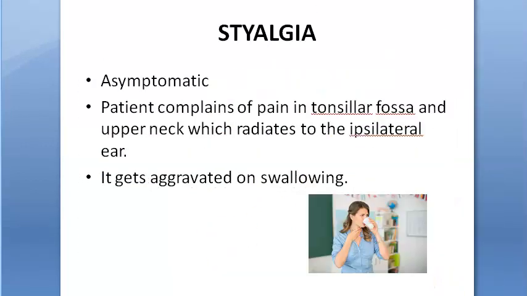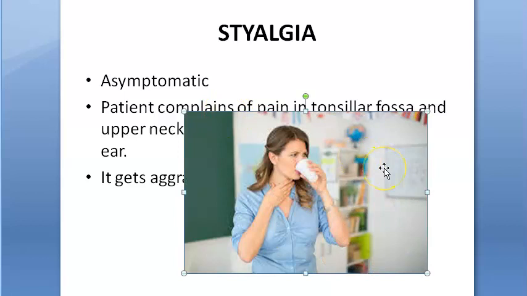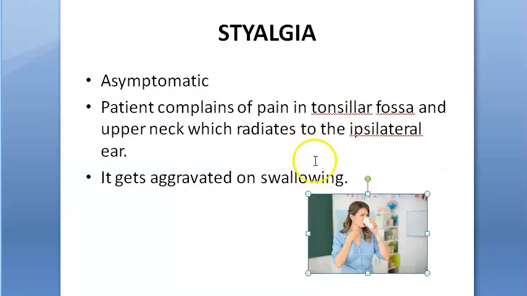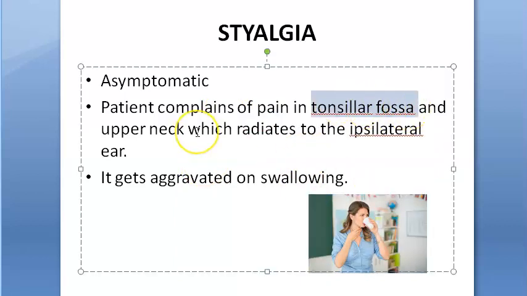Then let's continue. So basically, these people could be asymptomatic, or they can have pain in the tonsillar fossa. When they swallow, they will have pain in the tonsillar fossa and in the upper neck, and this radiates to the ipsilateral ear. So there is referred otalgia. They have pain in the ear, the ipsilateral, same side ear.